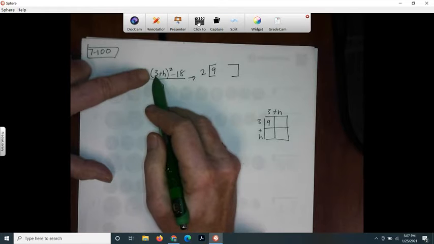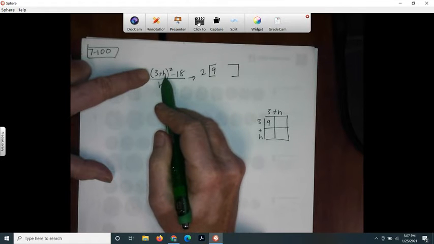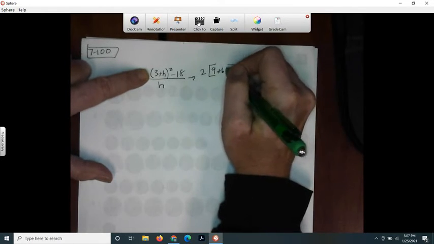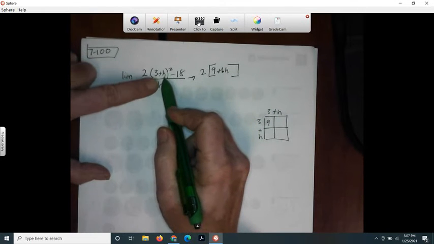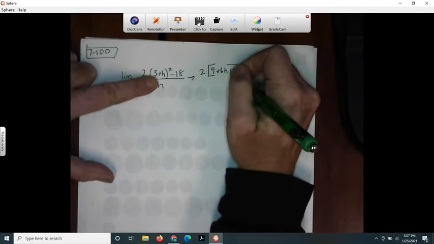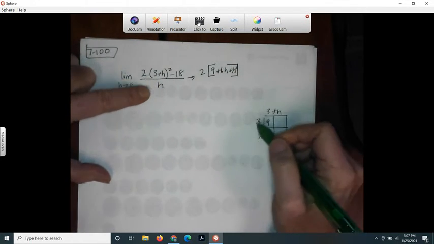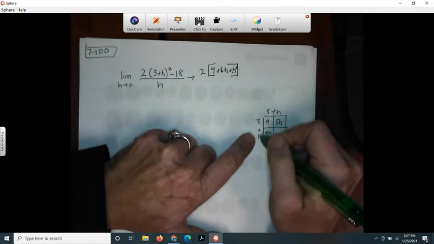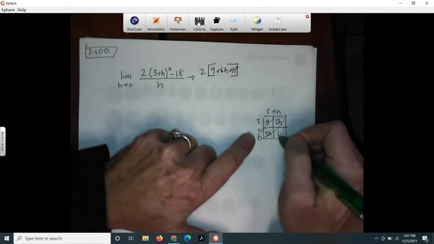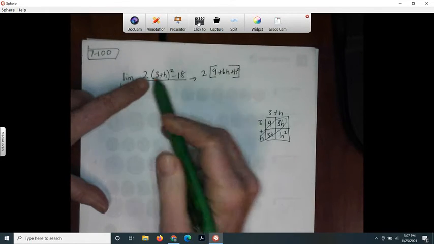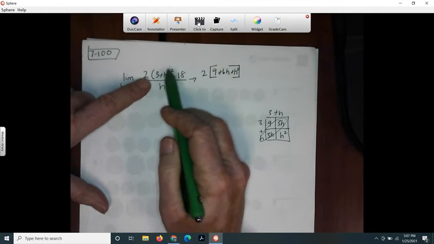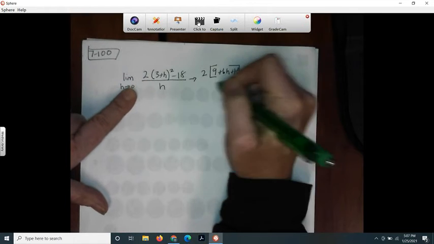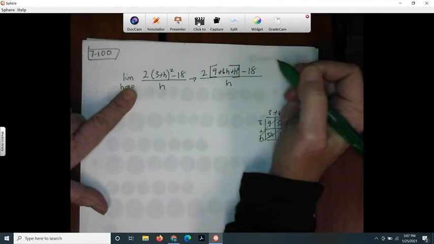And then it's going to be 3 times h times 2, which is going to be 6h. And then it's going to be h squared. And you can see why, because you're going to get a 3h here and a 3h here. That's where that 6h came from. And here's where the h squared came from. So that's what I mean when I say square it out. And then you're going to have your minus 18. And you have the h down here still.